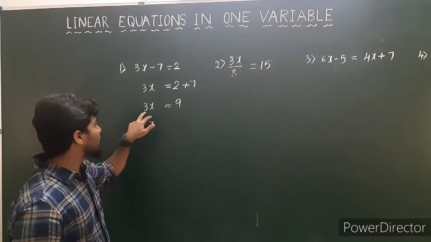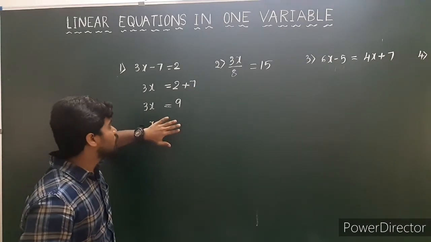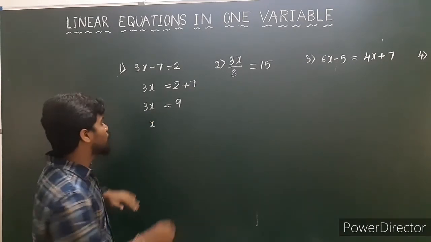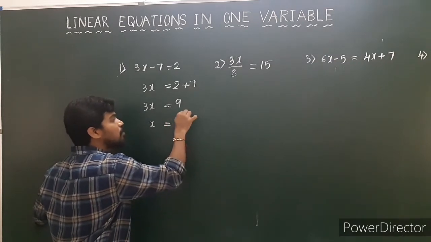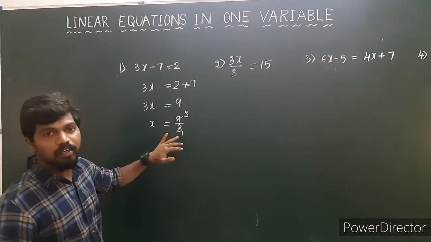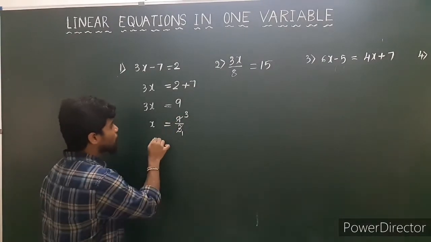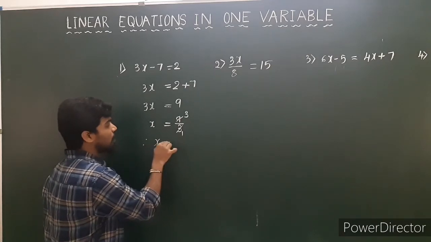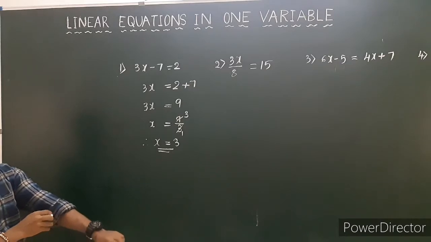Now transpose 3 to RHS. Here you see that 3 is multiplied with x. When it comes to the RHS, it will be divided. So that means 9 by 3. 3 ones are 3, 3 threes are 9. So therefore x is equal to 3.